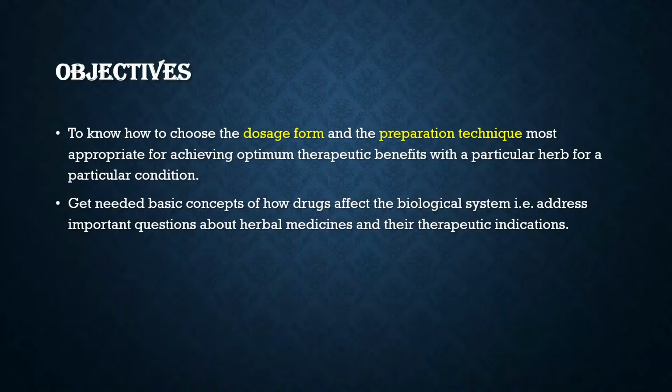How does corn silk make you pass very large volumes of urine? How does it do that? Why is corn silk used to treat urinary tract infection? Or why is it used to treat gout? So that's what we'll be learning under how drugs affect the biological system. And that addresses important questions about herbal medicine and their therapeutic indications.